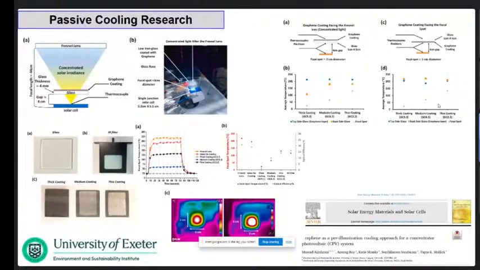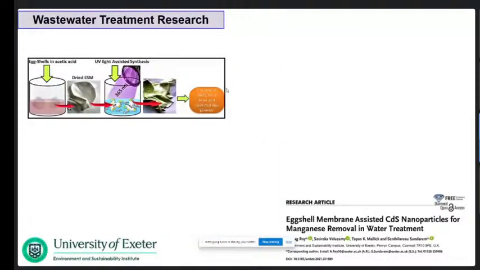So to maintain the efficiency for longer time, we need to remove the heat, and as a result, we use our graphene system, our graphene filters, so that it can immediately remove the excessive heat and maintain the performance for longer time. Quickly, there is a wastewater treatment research.